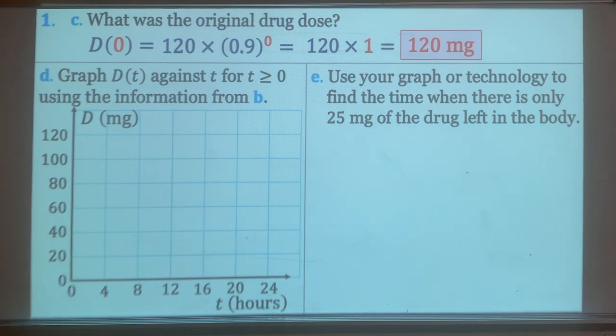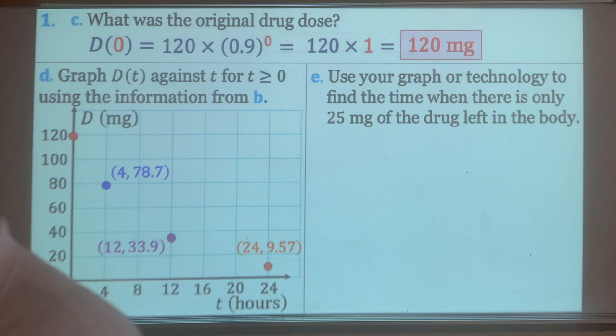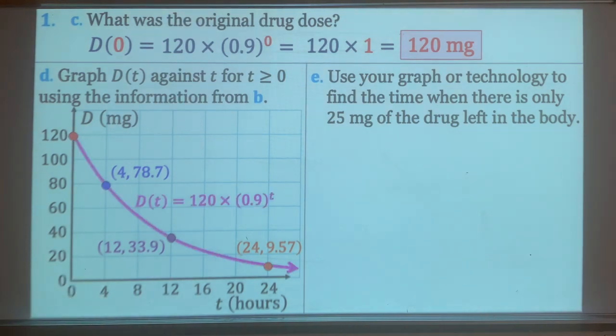Graph D against time. So we're going to graph all these things we just solved. When we're graphing these, you're going to graph 0, 120, right? You're going to graph 4, about 79. You're going to graph 12, about 34. And then you're going to put one at 24 and about 9.5. Draw a graph that goes through all those points.